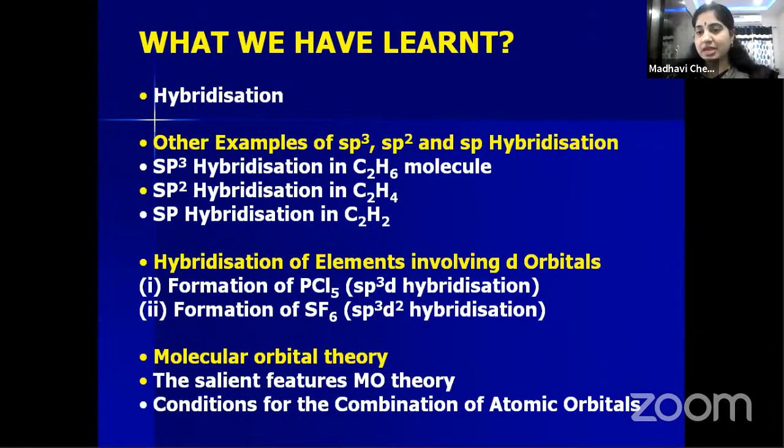So what is Pauli's exclusion principle, children? No two electrons in an atom can have all four quantum numbers the same. And what is the aufbau principle? Electrons will fill the lower energy orbital first before the higher energy orbital. Next, what is Hund's rule? That we have discussed in the last session. So the conditions for the combination of atomic orbitals we will discuss in the next session, children.